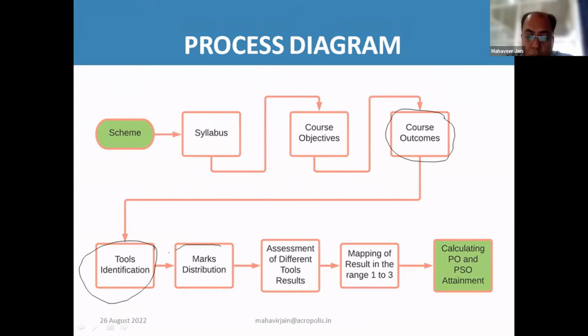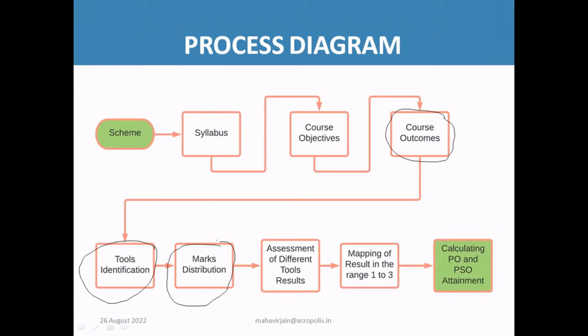Then the marks distribution. If I identify the tools, how much weightage am I going to give to each tool or assessment method? Suppose the mid-sem test would be of 20 marks, quiz of 10 marks, then the presentation of 5 marks, then GD of 2 or 3 marks. That weightage can be given according to you, whatever marks you are having.